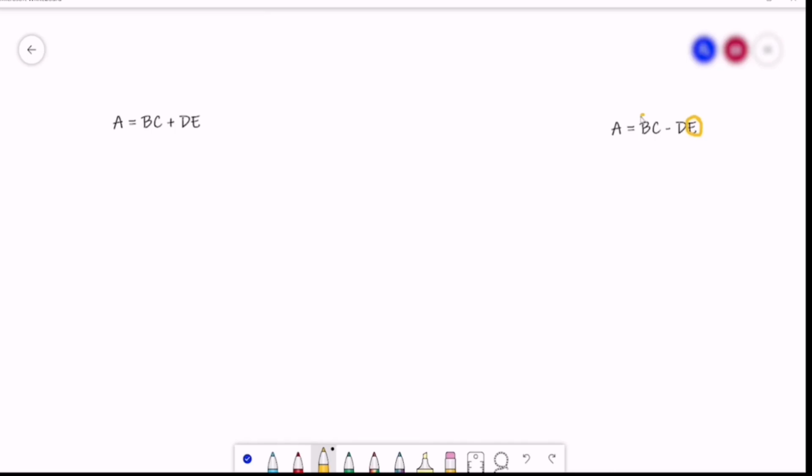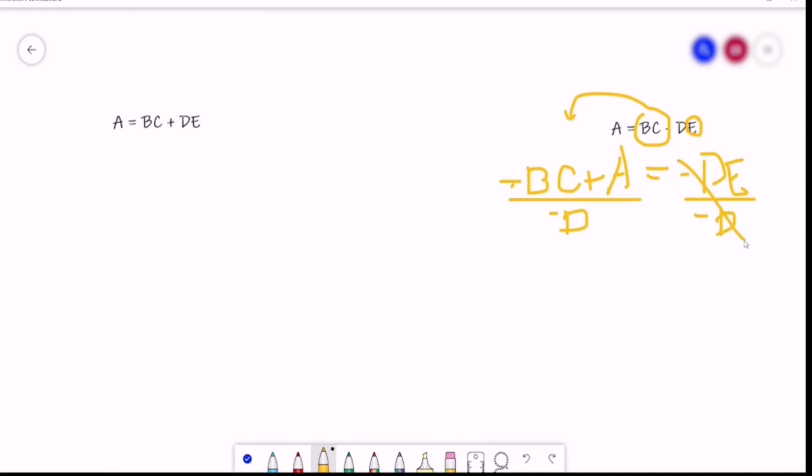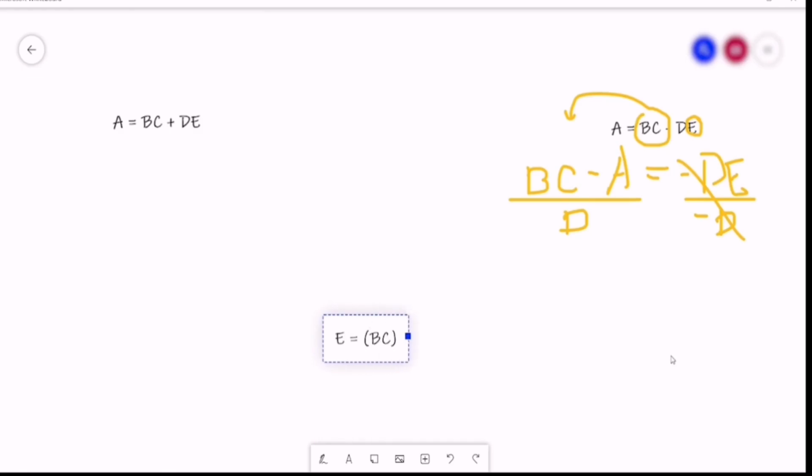So whenever E is missing, what we have to do is move BC towards the left side of the formula, causing it to become negative. Therefore, negative BC plus A equals negative DE. And now, since E is missing, we have to eliminate D together with its negative sign. And then we're going to have a change of sign in the numerator. Now, our resulting formula would then be E equals the quantity of BC minus A all over D.